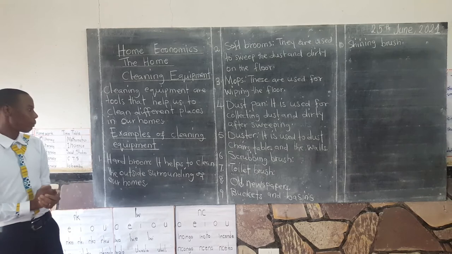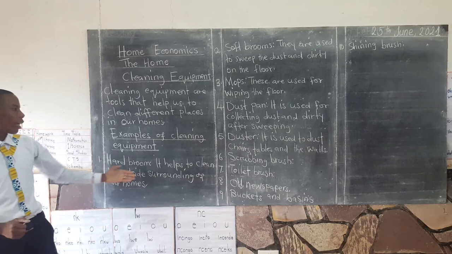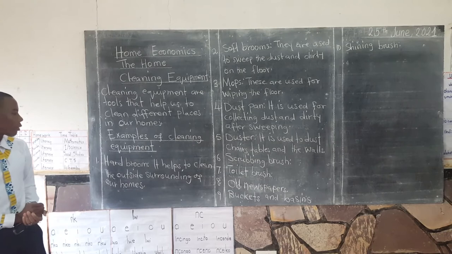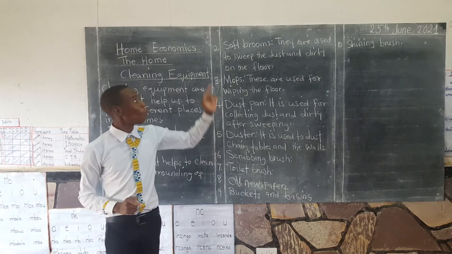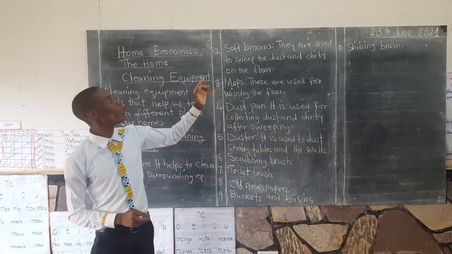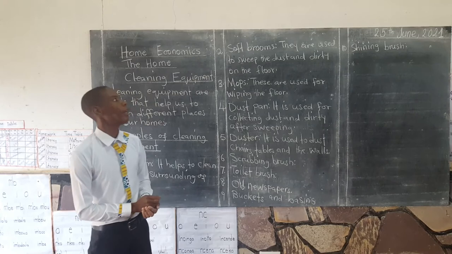One, we have a hand broom. A hand broom helps to clean the outside surrounding of our home. Apart from a hand broom, we have soft brooms. We are saying they are used to sweep the dust and dirt on the floor.